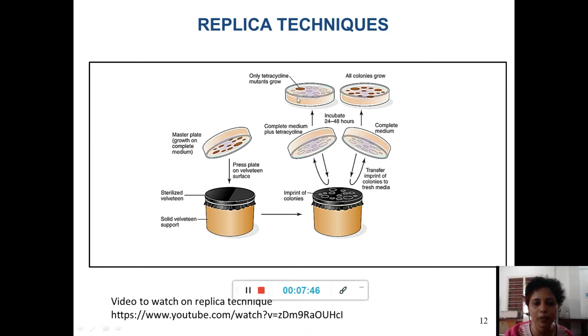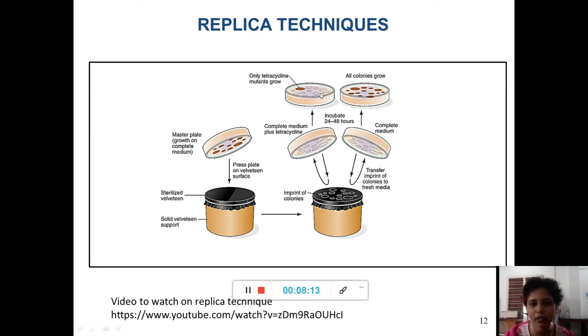And this is the replica technique shown in a different example here. This is tetracycline resistance which has been shown here, and all the colonies will grow here, and this is a tetracycline mutant, as only the mutants can grow here. It is a replica technique used for the identification of antibiotic resistance also.